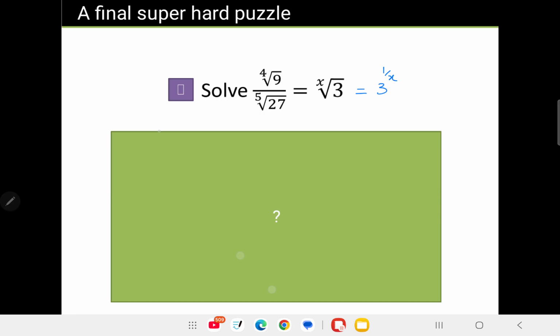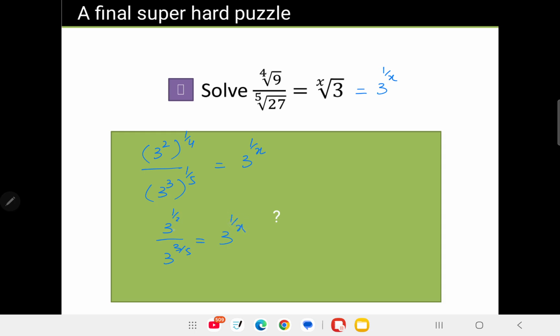So 9 can be written as 3 to the power 2 and whole power 1 over 4, and 27 can be written as 3 to the power 3 whole power 1 over 5. And the other side is actually 3 to the power 1 over x. If you simplify the left hand side, then 2 times 1 over 4 gives 3 power half, and 3 times 1 over 5 gives 3 power 3 over 5, and the right hand side is 3 power 1 over x.